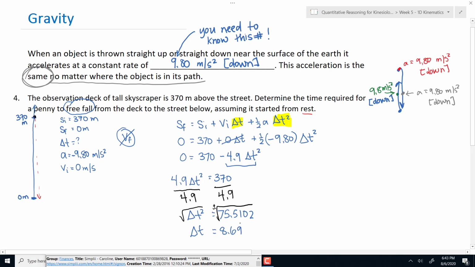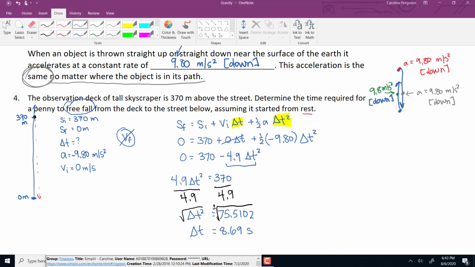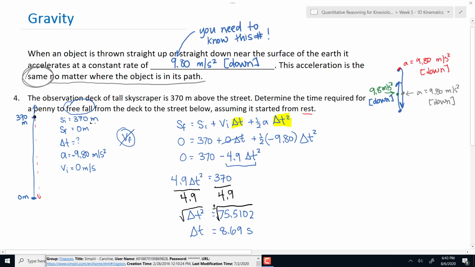This is time. There's no such thing as negative time, so I'm not even going to include that minus. Time SI units are seconds. If we take a look at the original question, all the units were SI units, so I didn't have to convert anything. So that means my answer will also be in SI units, which is in seconds.